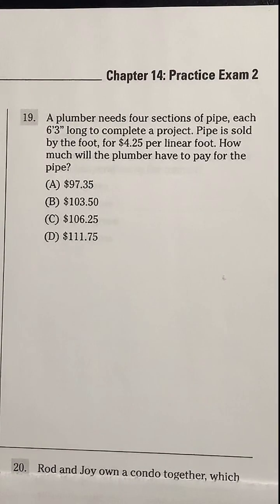Okay, so what do we think? And if you're not sure, question marks are welcomed. So we need 4 sections of pipe, each being 6 feet and 3 inches long to complete the project. Pipes are sold by the foot for $4.25 per linear foot. How much will the plumber have to pay for the pipe?